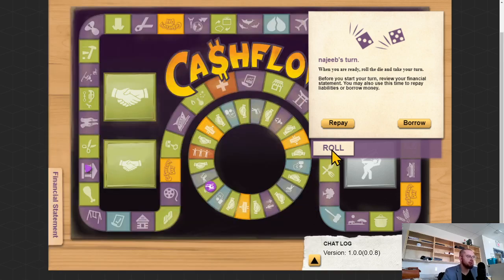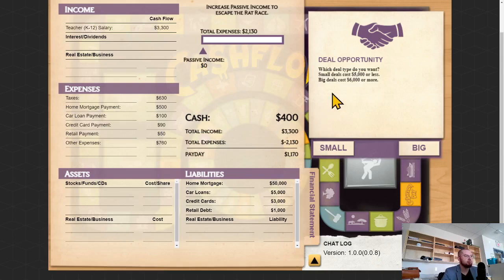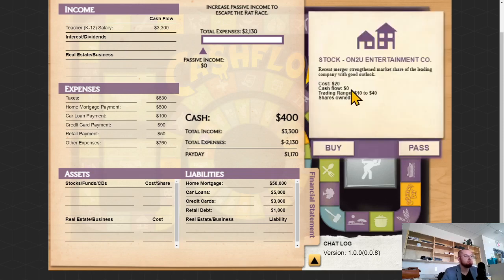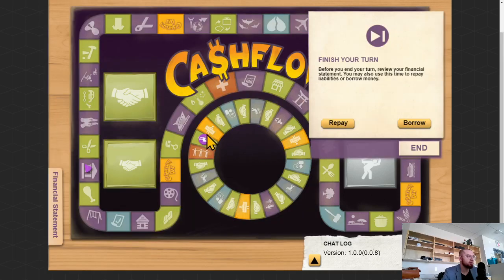Essentially, as I go around the board, I'll get a deal opportunity. Well, I only have $400, so it makes sense to take a small deal, which is $5,000 or less. A $20 stock option, which trades from $10 to $40, so it's in the middle. For the sake of the game, I'll buy 10. We'll spend $200, half my money. The reason being is that my payday is these golden tickets right here, so I'm right by my payday.